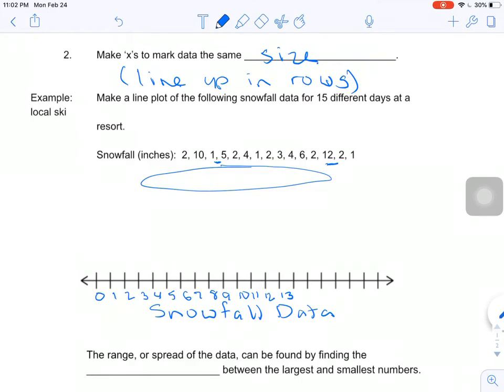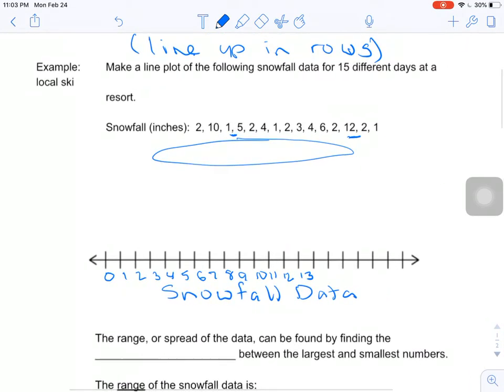data. So our first piece of data is a 2. So I'm going to mark that with an X on the number line. And it's okay to write over the top of the lines that are marking things off. So that would be my first one. My next one is a 10. So I want to make it about the same size, but at 10.